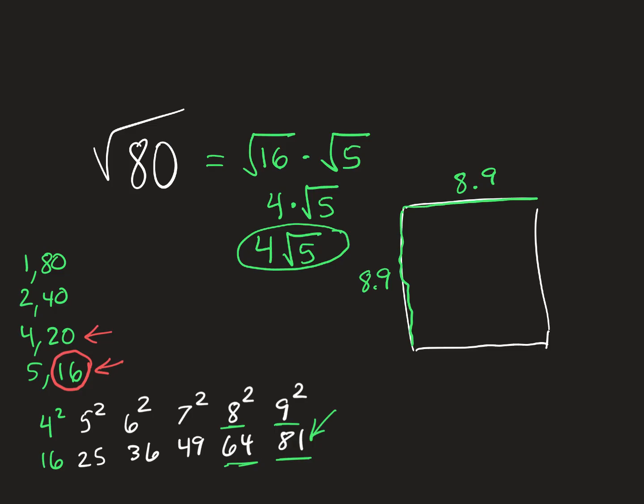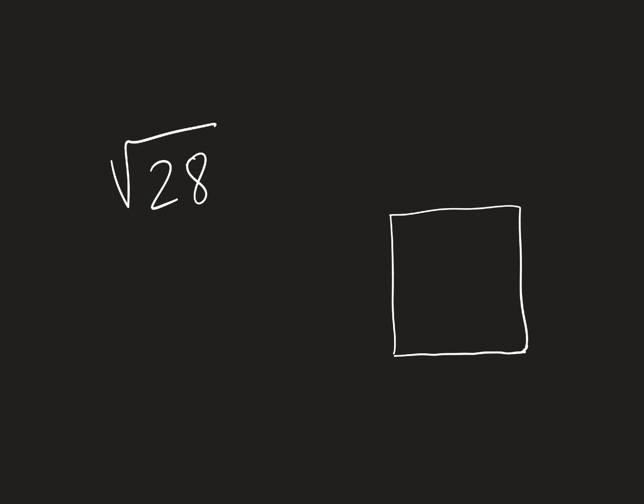Let's look at the next one, and this will be our last example. So the square root of 28. So this time I'll make my perfect square list. I'll go ahead and start at 1 again. And I don't have to go as high this time. I only have to go up to 6 squared. And I know that the length of this square is somewhere between 5 and 6 because the square root of 28 is between 25 and 36.